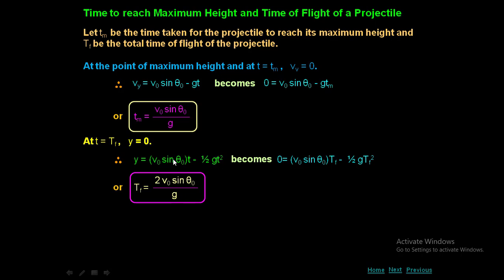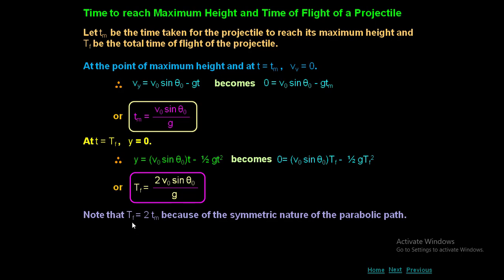Now if you compare these two, this is the time taken to reach the maximum height, and this is the total time taken to remain in air. That means from the ground, again it should reach the ground. So the total time taken is equal to twice the time taken to reach the maximum height. So note that Tf is equal to 2 times Tm because of the symmetric nature of the parabolic path.